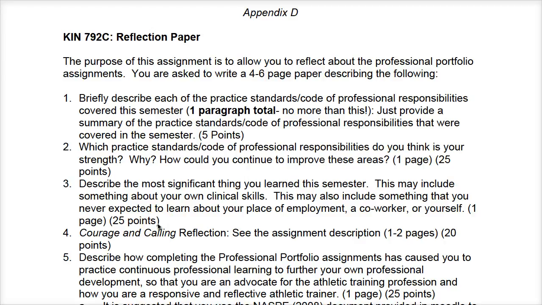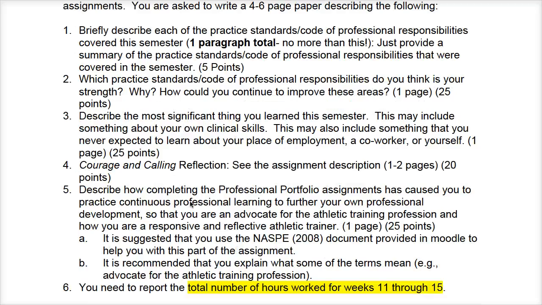So in this assignment, I'm going to have you reflect on what you've learned over the semester. So you're going to write about a 4 to 6 page paper describing the following. So the first section that I want you to provide is just provide a brief description of the 3 practice standards and the 3 codes of professional responsibility.